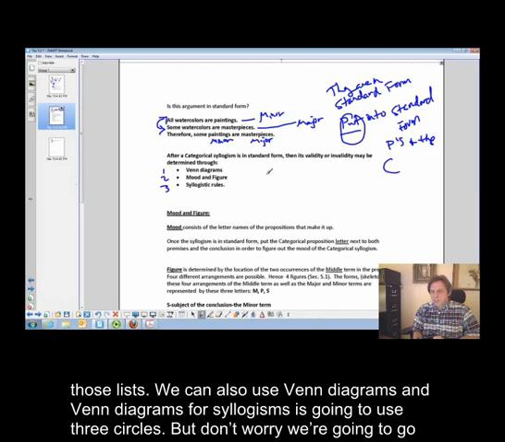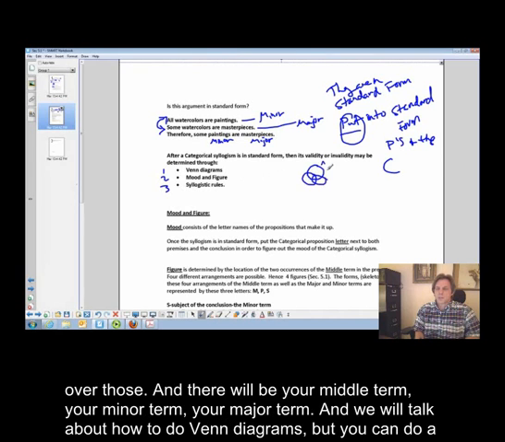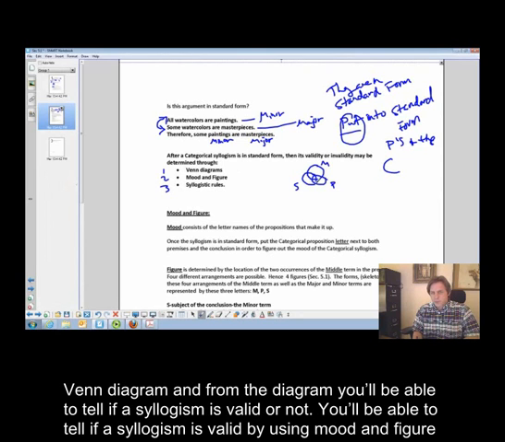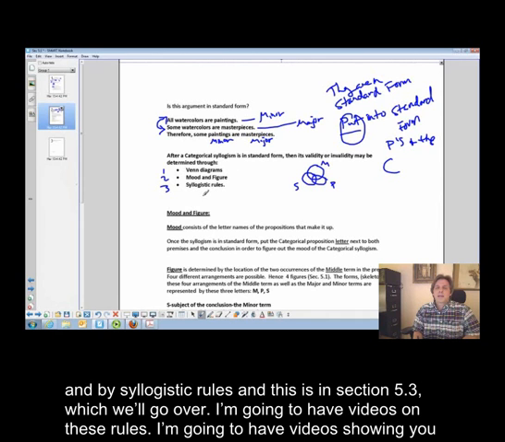We can also use Venn diagrams, and Venn diagrams for syllogisms use three circles. But don't worry, we're going to go over those, and there will be your middle term, your minor term, your major term, and we will talk about how to do Venn diagrams. From the diagram you'll be able to tell if a syllogism is valid or not. You'll also be able to tell by using syllogistic rules, and this is in section 5.3, which we'll go over.